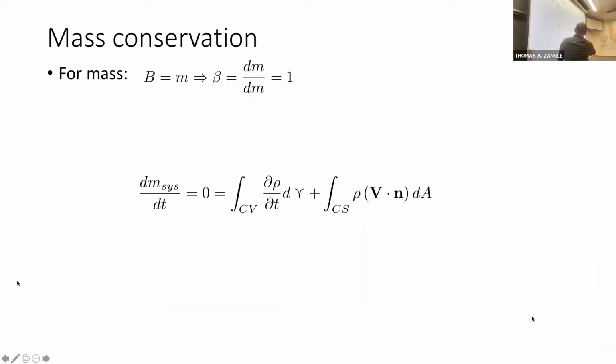All right, so now we can use what we've learned to develop an expression for mass conservation. Again, instead of having to derive an expression just for mass, we can use Reynolds transport theorem and plug in B equal to M, which means beta equals dm/dm, which is 1. Now we'll just plug that into our expression.